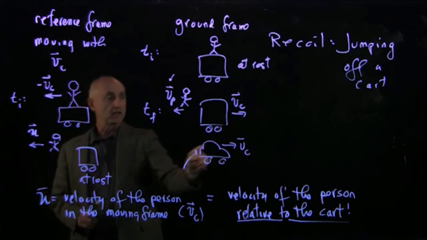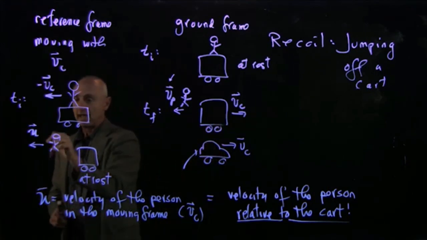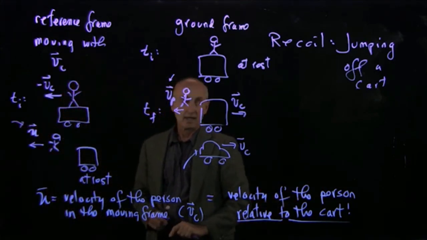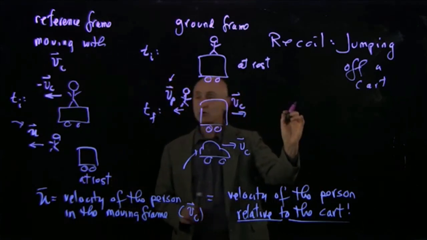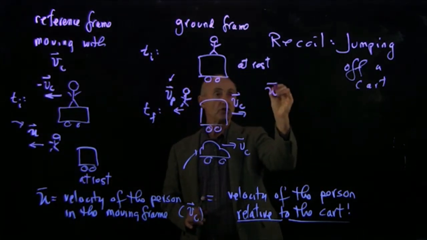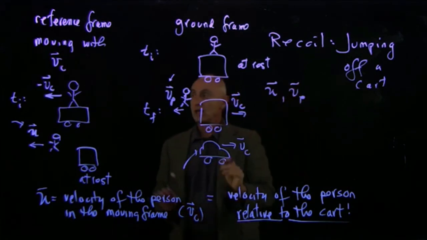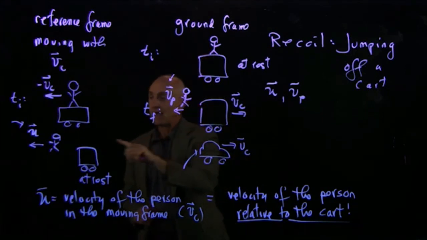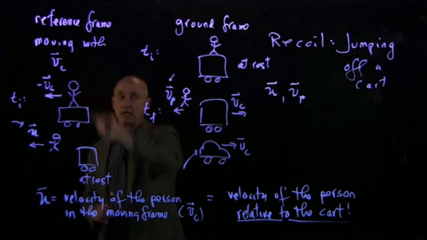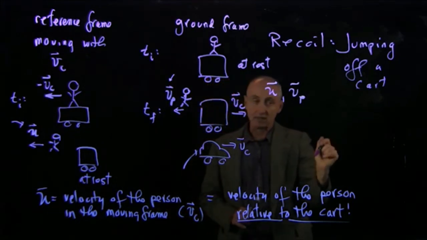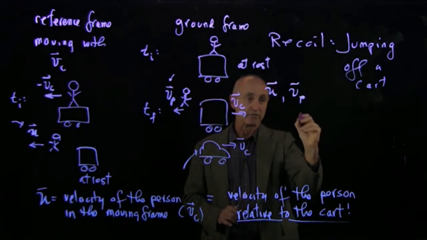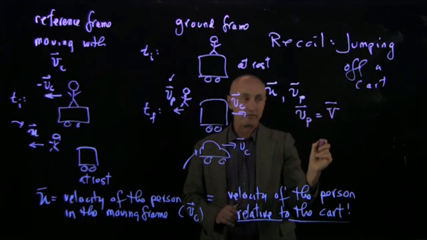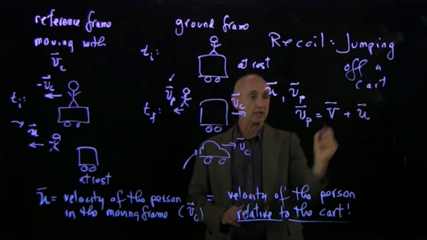And in the final state, the cart is at rest, and the person is jumping with the velocity u relative to the cart. Now, our question is how do we relate these two velocities, u and vp? What are u and vp? vp is the velocity of the person in the ground frame, and u is the velocity of the person in the moving frame. Well, we've already seen our equation for how to get velocities in different frames. We have that vp equals the relative velocity of the two frames plus the velocity in the moving frame.